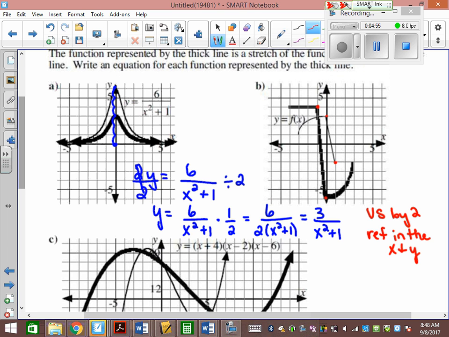Now I have to decide, has it actually been stretched horizontally at all? So I could go from this point to this point, right? Like just the hook part. That's 1, 2, 3. And this hook part is 1, 2, 3. Has it been stretched horizontally at all? No.